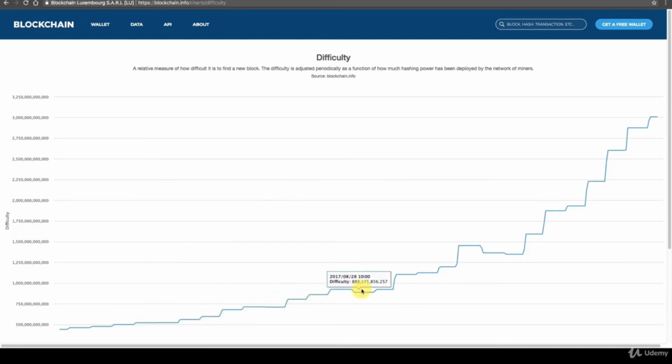Why is it stepped? Because the difficulty gets adjusted every 2 weeks. And by the way, an important thing to note is that difficulty is not adjusted by any central authority. There is no bank or blockchain.com that says now the difficulty is going to be this or that. Not at all. We know that this is a decentralized system, and there's no central authority, and that therefore difficulty gets adjusted by the nodes themselves.